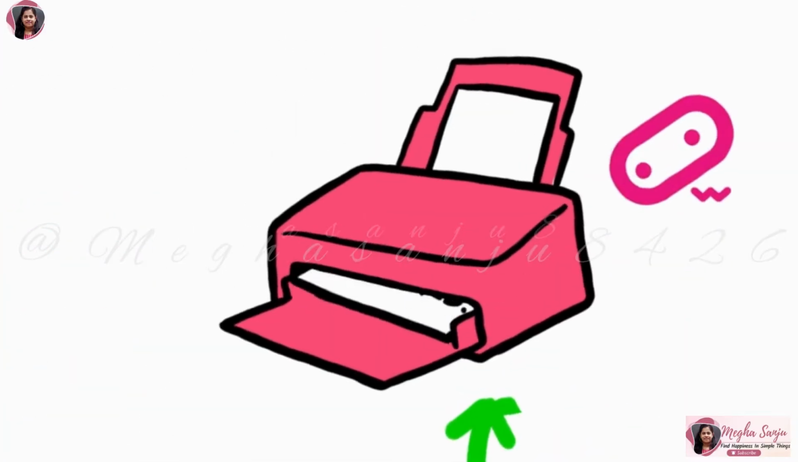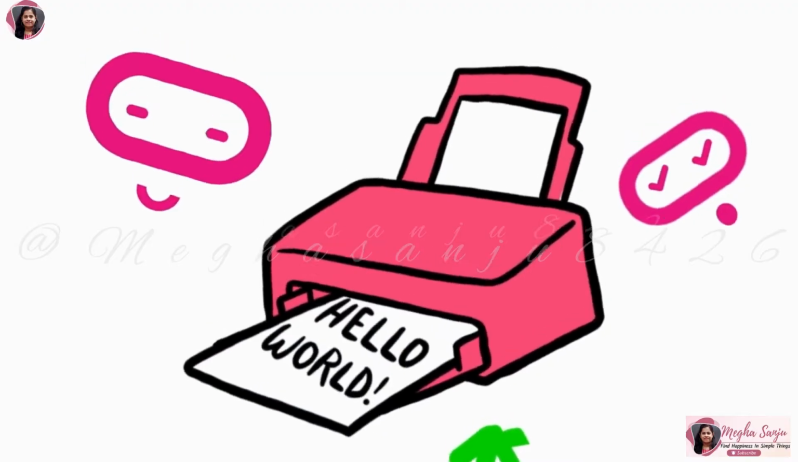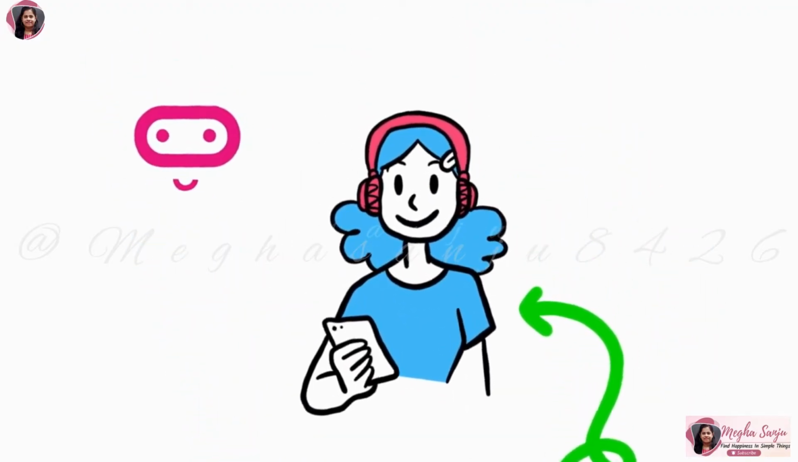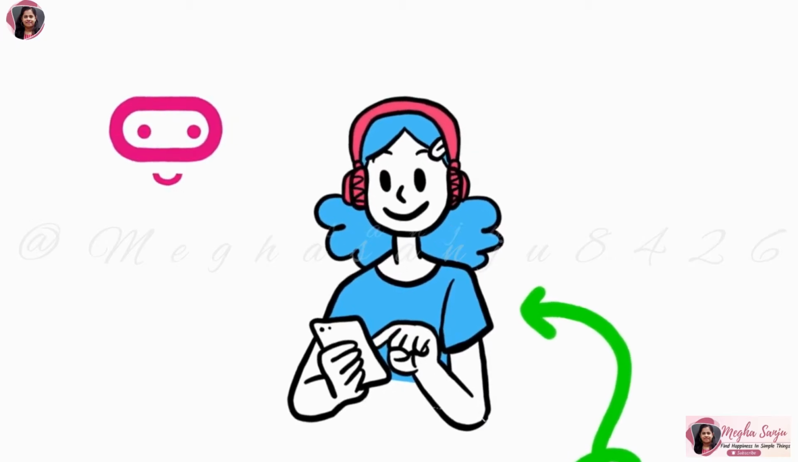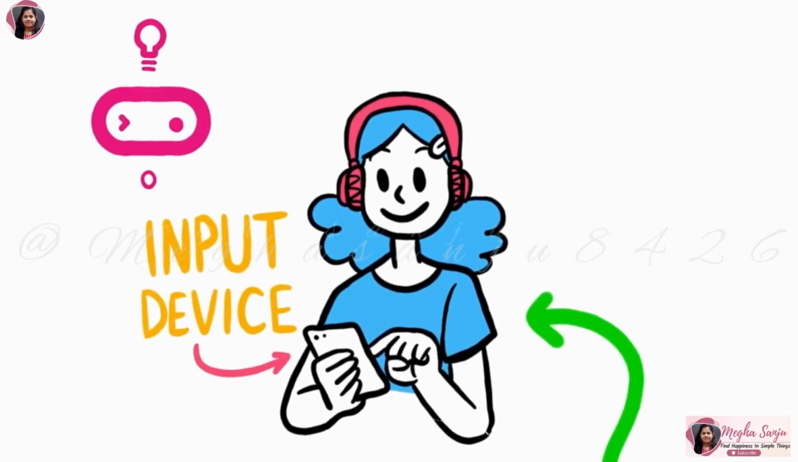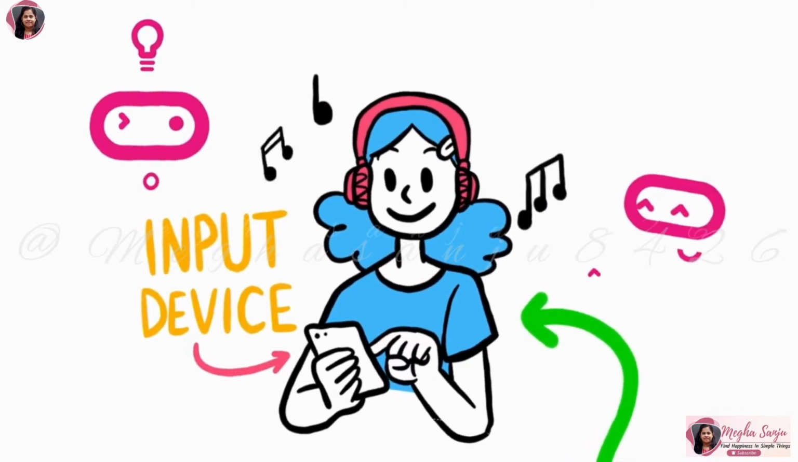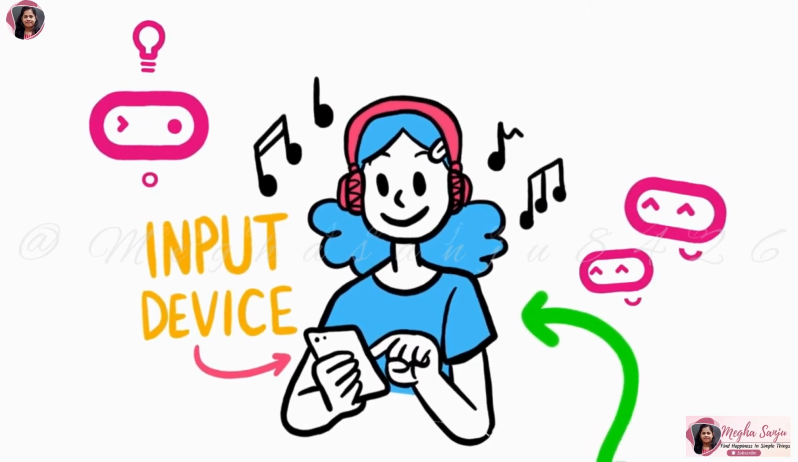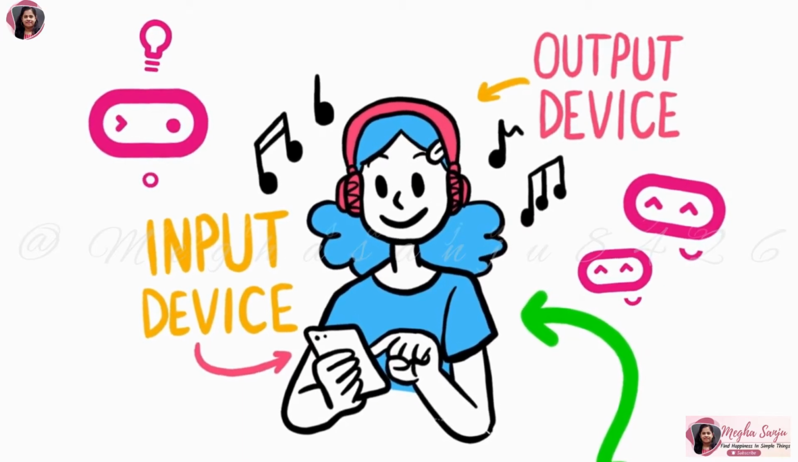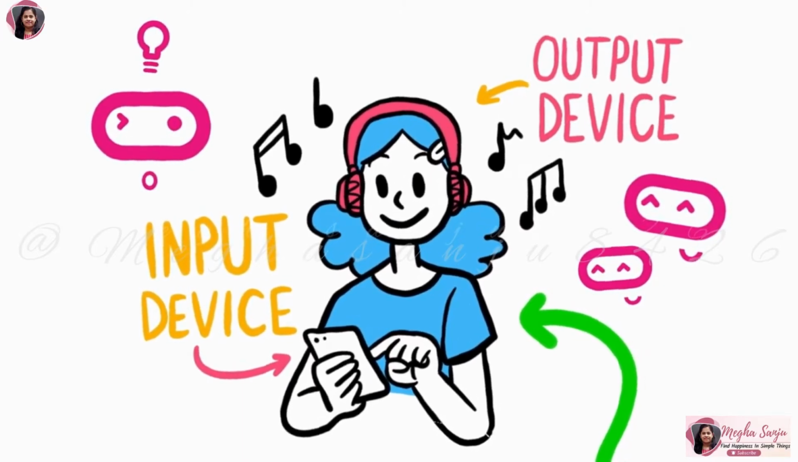or printing a document. So, if you want to play music on your phone and press play on the touch screen, you are using an input device to tell your phone to play the music. The phone will then play the music and the sound will come out through an output device, your headphones.